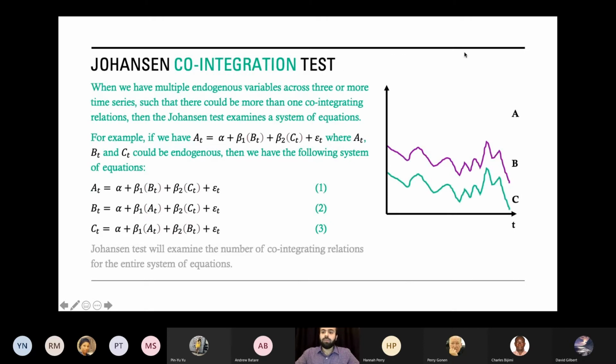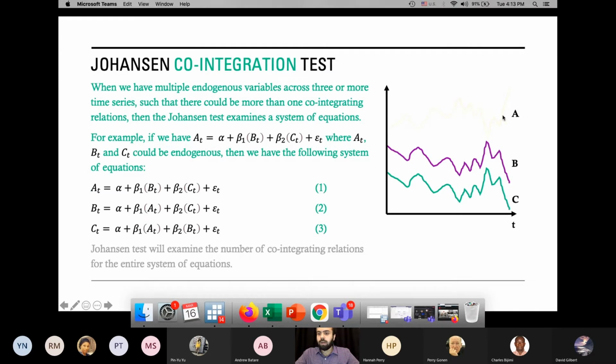But if you have endogenous variables like these ones, you have three different variables, A, B, C, which could be cointegrated with each other. And it might be that A can be explained by B and C, B can be explained by A and C, and C can be explained by A and B. Then we have a system of equations. So the previous test cannot include the system of equations into the cointegration test altogether. But for that, we have something called the Johansen cointegration test.